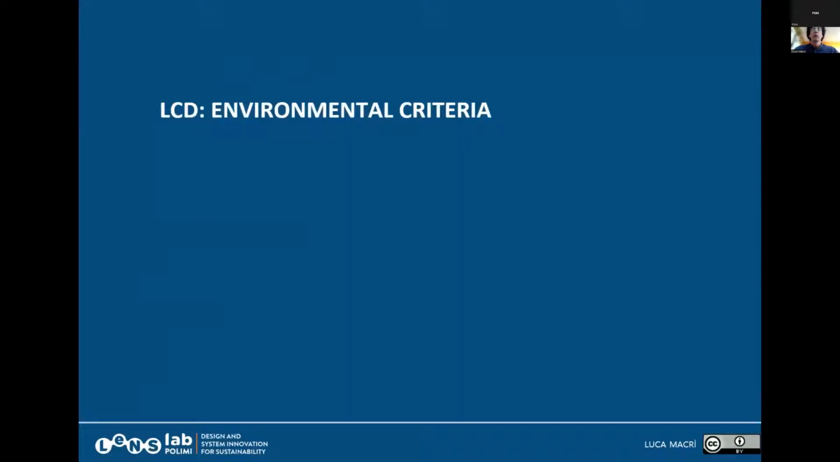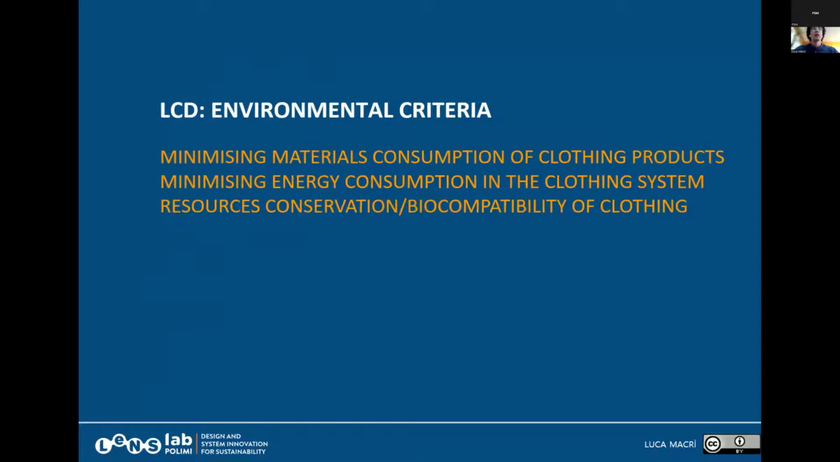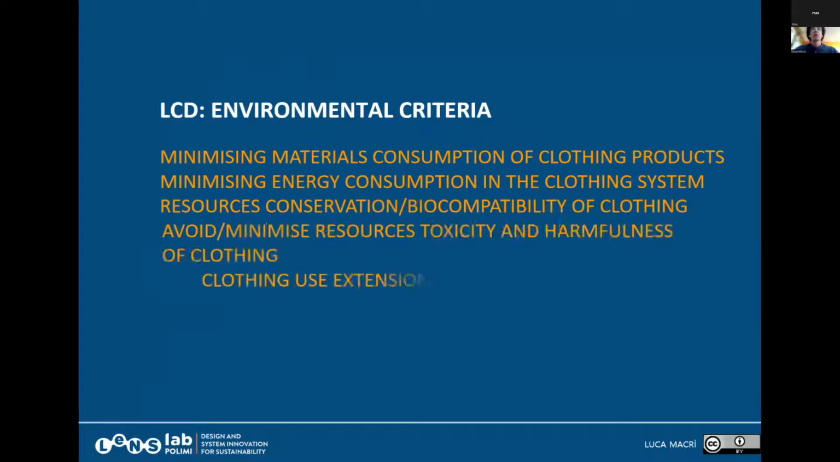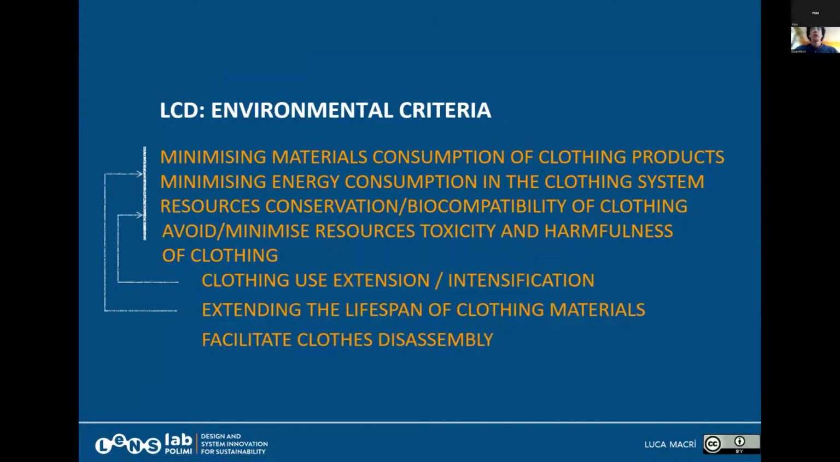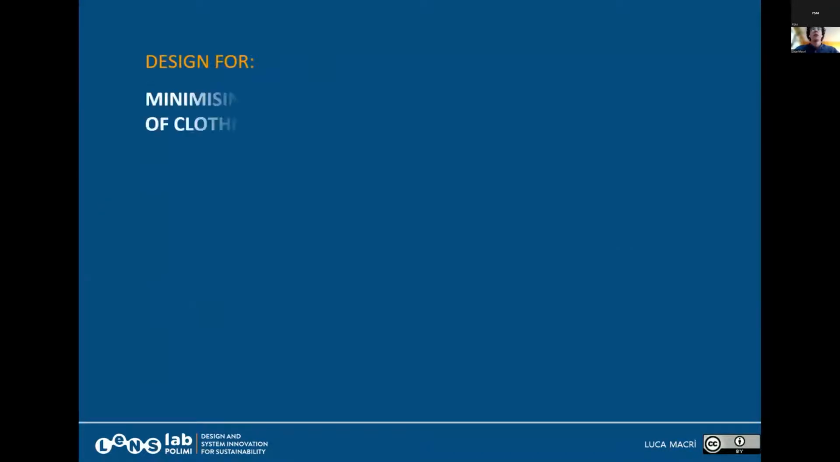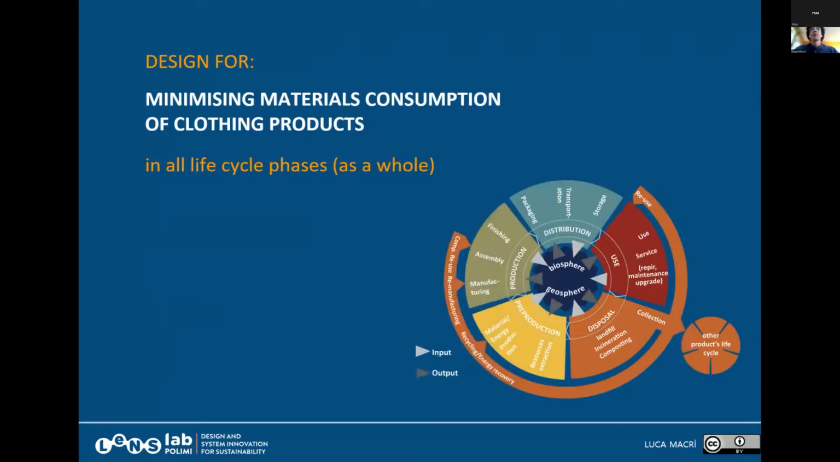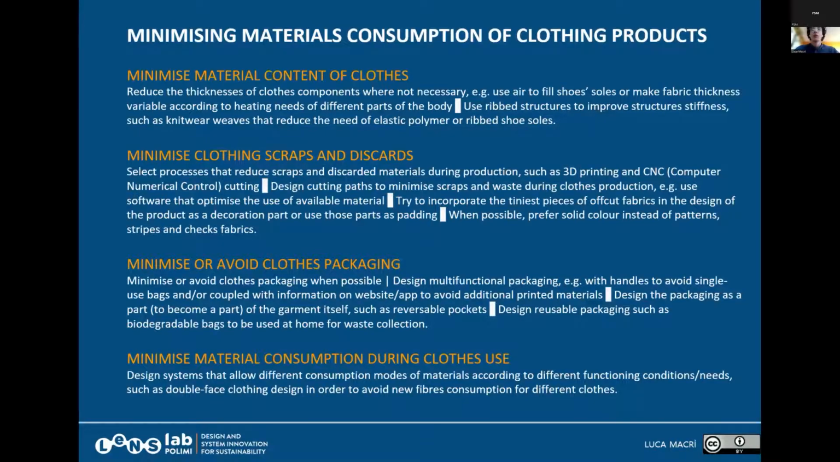So, product clothing. We see again the strategies. Just an overview, not repeating those, but again remember the connection that they could have between one another. And we start with an example about minimizing material consumption. Again, just a reminder about the life cycle.